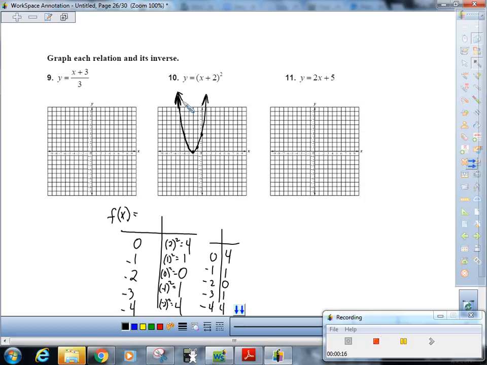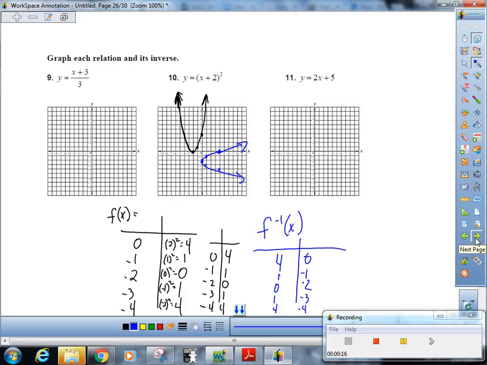Okay. Now to graph the inverse, we're going to call that f inverse of x. And we just switch them. 4, 0, 1, negative 1, 0, negative 2, 1, negative 3, and 4, negative 4. Okay, 4, 0, 1, negative 1, 0, negative 2, here, close enough. And there's that one. Okay?